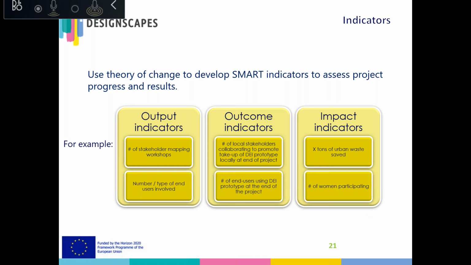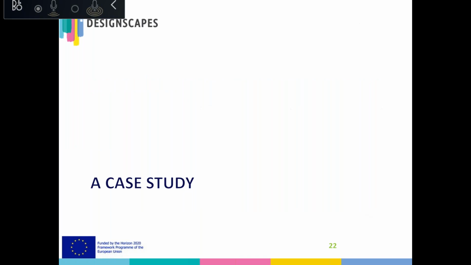So for instance, an example of an outcome indicator is collecting the number of local stakeholders collaborating to promote take-up of a prototype locally. And then towards the end of the map, you'll be thinking, okay, well, we have this collaboration. How many X tons of urban waste have we saved? We will now hand you over back to Kerstin to bring to life this theory of change in a bit more detail.